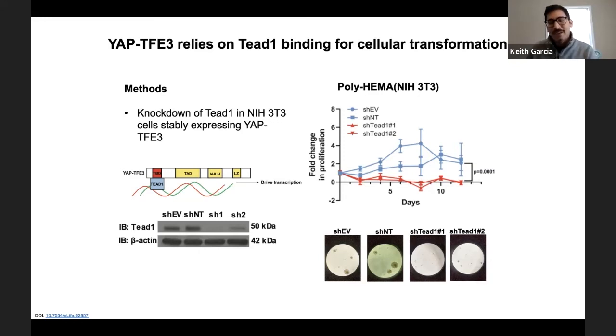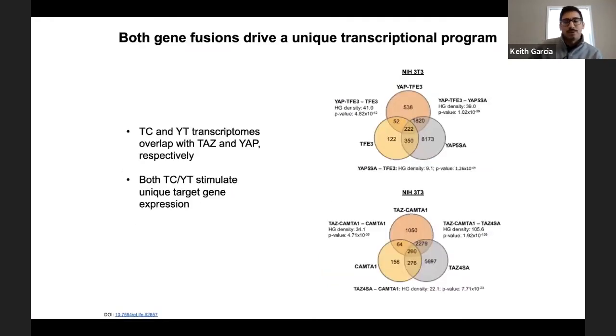And it's because of that fact that we wondered whether they simply recapitulate a wild-type TAZ and YAP transcriptional program. So we performed bulk RNA-seq analysis, and what we observed was that the transcriptomes for YAP-TFE3 and TAZ-CAMTA1 significantly overlapped with full-length YAP and TAZ, respectively. But despite this considerable overlap in the transcriptomes, YAP-TFE3 as well as TAZ-CAMTA1 can drive unique target gene expression. And we suspected that this perhaps could be due to altered binding properties not observed in full-length TAZ and YAP.